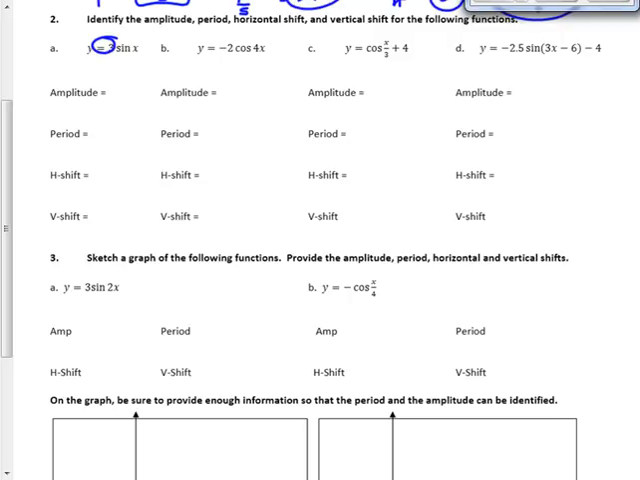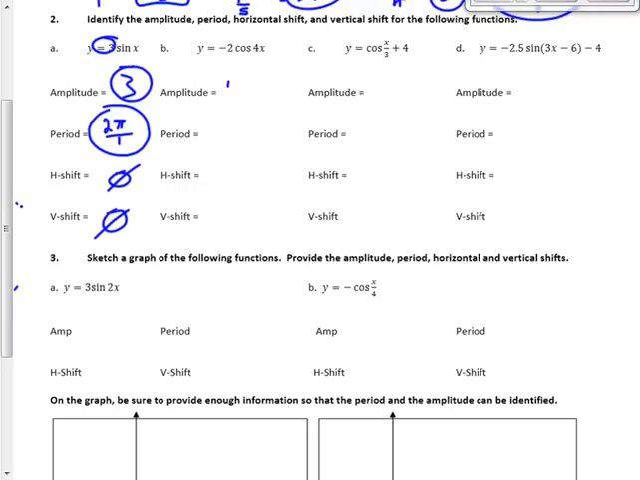That should be better. So an amplitude is the number in front, the A value. The amplitude of this is 3, absolute value of 3 technically, but absolute value of positive 3 is just 3, so no issues there. The period is 2 pi in sine, and we're going to divide that by the number in front of the x, which is just over 1. Horizontal shift is the number that is added inside the parentheses, and there isn't any. The vertical shift is the number that's added on the outside. There isn't any there either.